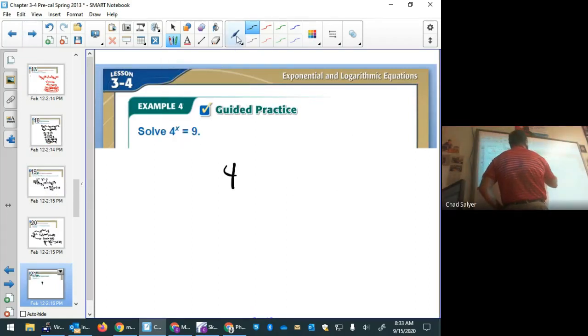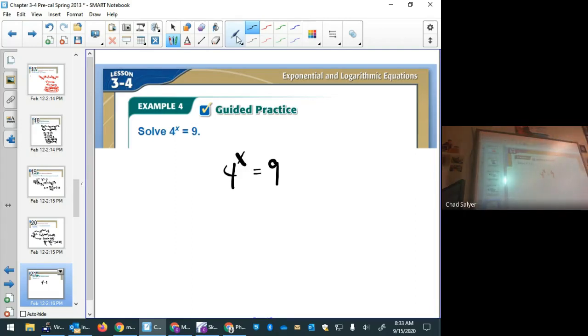All right, here's one for you. 4 to the x power equals 9. Give this one a go. If you get stuck, I'll come around and help you. Excellent.